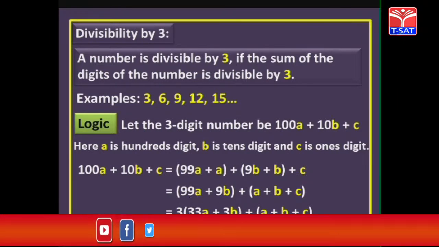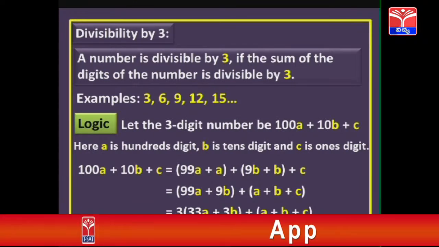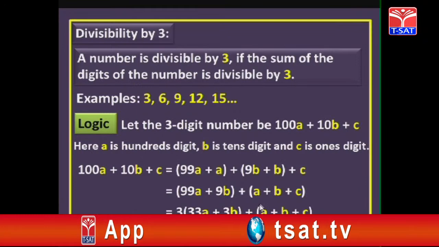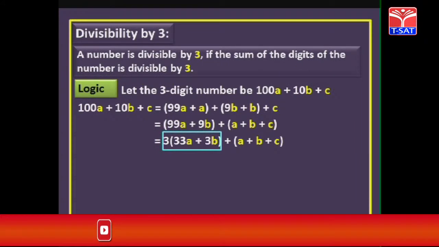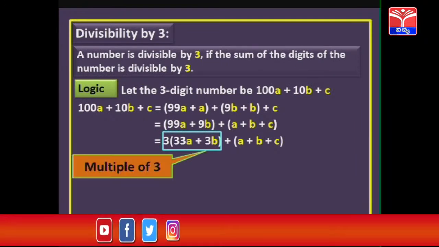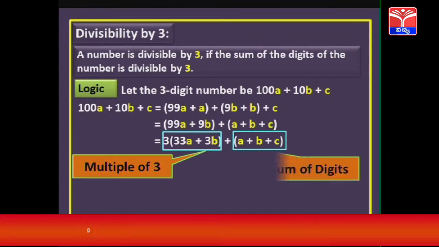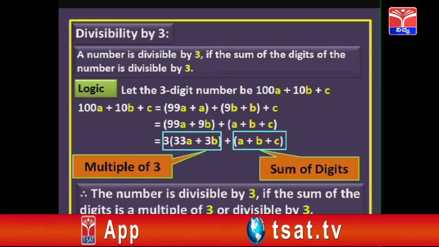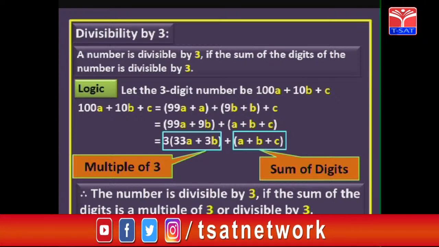Now, in 99A plus 9B, I am taking 3 common. Even though 9 is common, I want only 3 to be taken out. So, what is left? 33A plus, from 9 since 3 is removed, we are left with 3B, plus here we have A plus B plus C. Now, if you notice, 3 into (33A plus 3B) is a multiple of 3, which means it is divisible by 3. Now, what is left? Yes, A plus B plus C, that is the sum of digits. If A plus B plus C is divisible by 3, then I can say that the given number is divisible by 3.